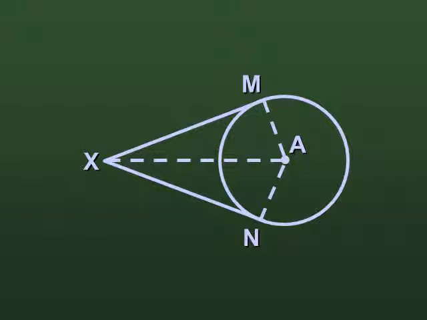This theorem says that XM and XN are tangent to the circle, and we need to prove that they are both congruent to each other. So this theorem says that that is the case. Okay, so look over that proof.